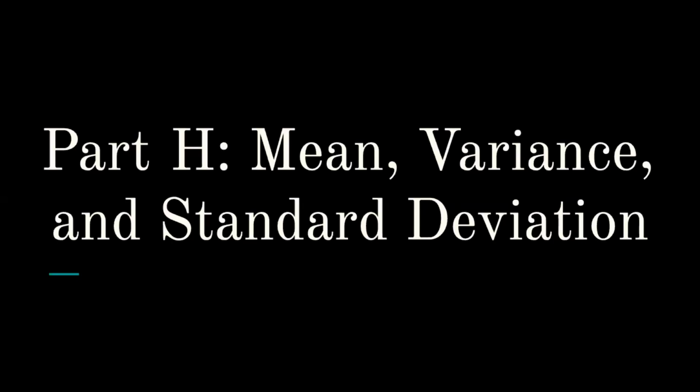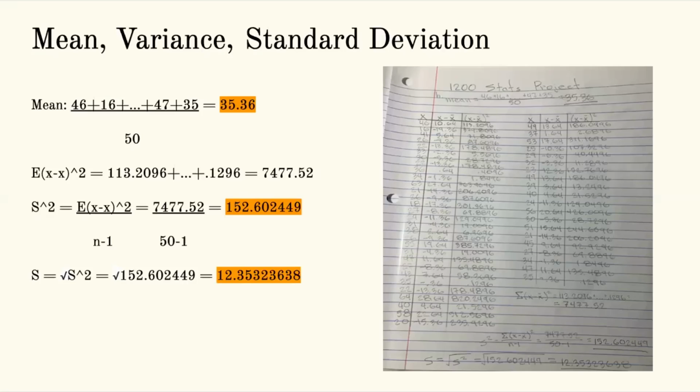For part H, we had to look for the mean, the variance, and the standard deviation. To obtain the mean, add all the data values together and divide by the total number of values. To get the variance, you need a table that shows each data value in one column, the data value minus the mean in the second column, and the squared difference from the second column in the third column. Then add each of the squared numbers together and divide by one less than the total number of values. To obtain the standard deviation, take the square root of the variance.